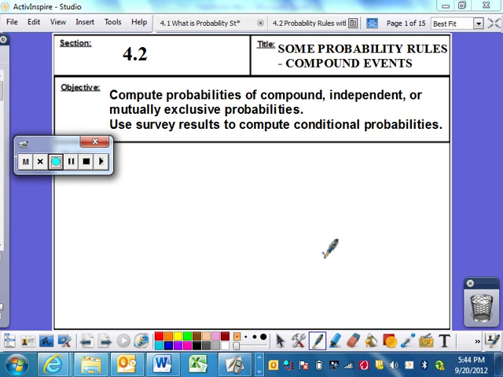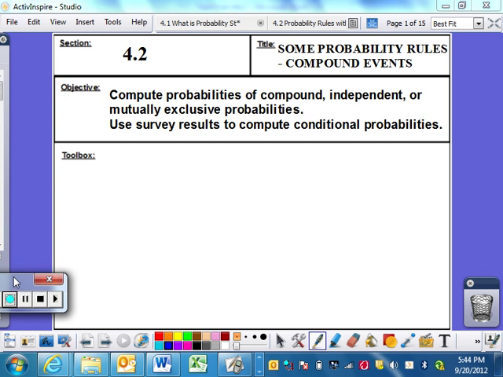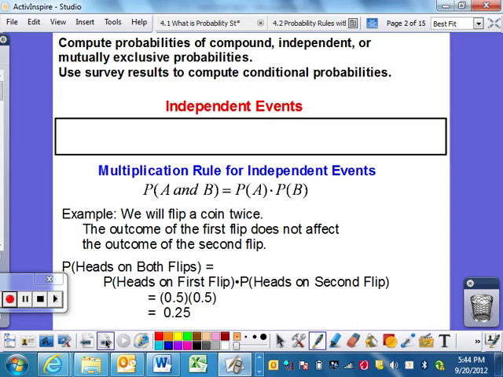This is section 4.2. We're going to talk about compound probabilities today. So it's not going to be the simple probabilities. We're going to do compound, independent, and mutually exclusive situations, and conditional probabilities.